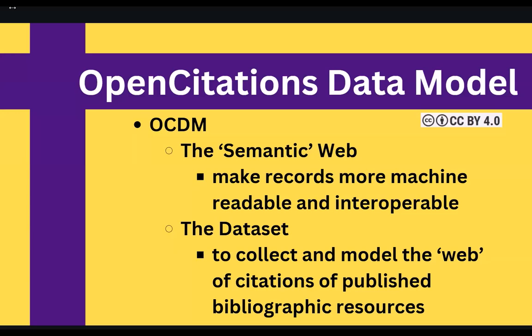The data set being compiled by OpenCitations is a collection to model the complex web of citations that exist between published bibliographic resources. Each time a scholarly work cites another scholarly work, it is assigned something called an OCI by OpenCitations, kind of like a DOI, a digital object identifier, for those of you familiar with that. This OCI is meant to represent a permanent link between the citing record and the cited record.